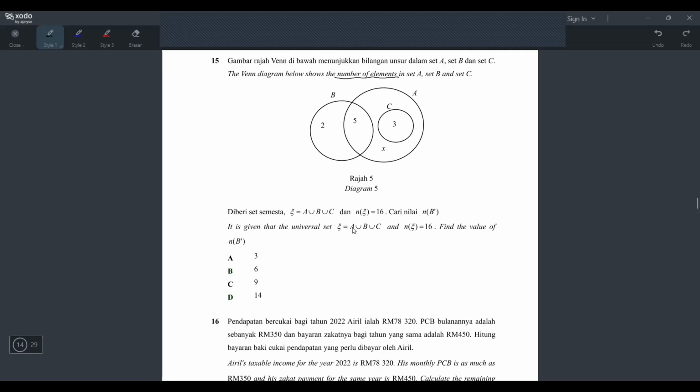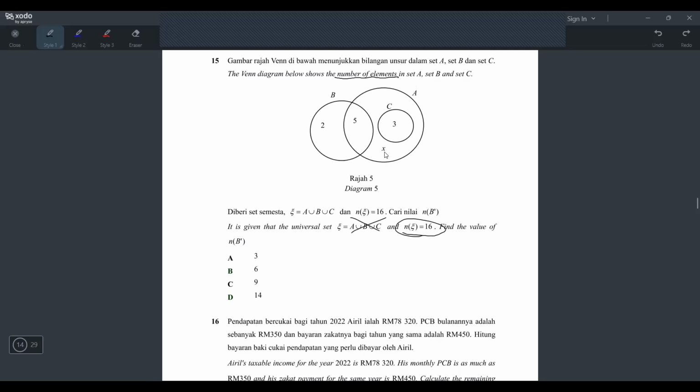Okay, it is given that the universal set is A union B union C. This one not important. Number of universal 16. This one penting. Find the value of n(B complement). Okay, you cannot find n(B complement) first. You need to find your X first. Do you agree? Because if you don't find your X, you can't find your B complement.